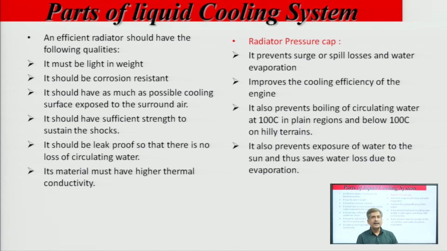An efficient radiator should have the following qualities. It must be light in weight, because you have to use this radiator in your automotive vehicles. So, it should be light. It must be corrosion resistant, as it is operated with water and other additives, coolants. So, for its own life, it should be corrosion resistant. It should have as much cooling surface as possible exposed to the surrounding air. So, surface area will be improved, and the heat transfer rate will be improved.